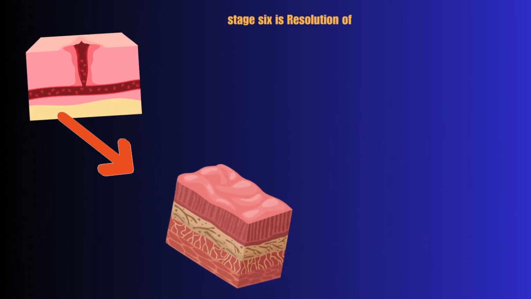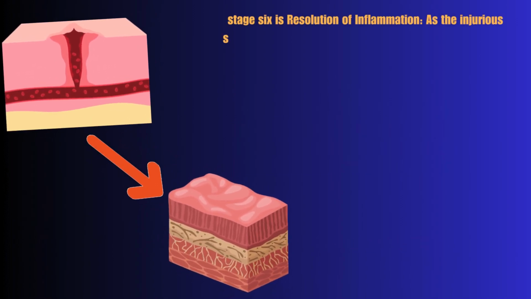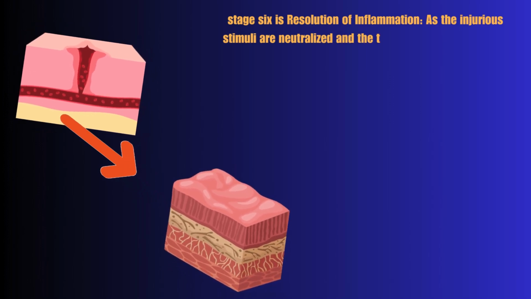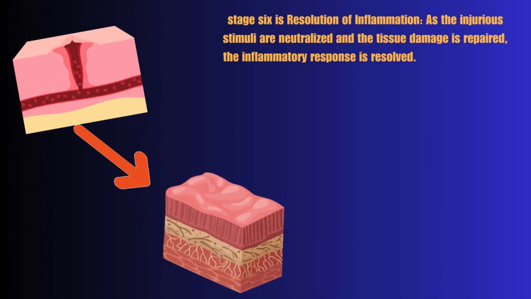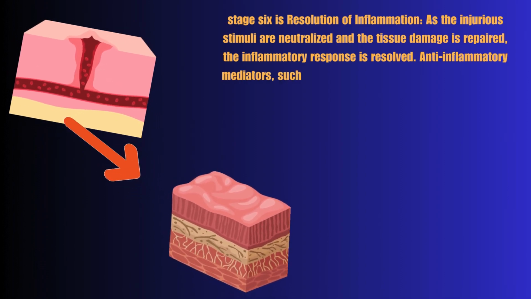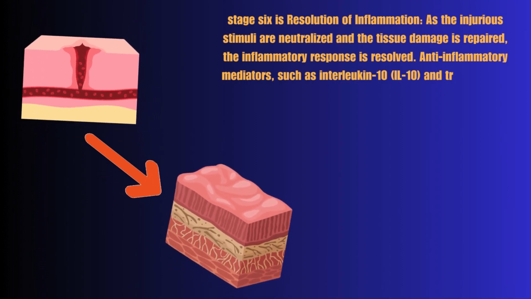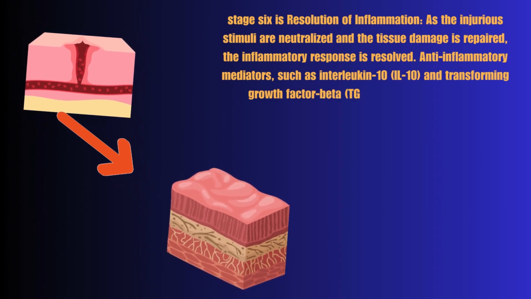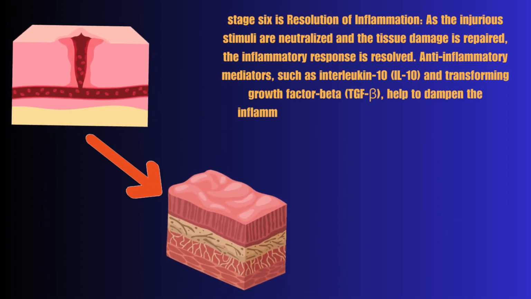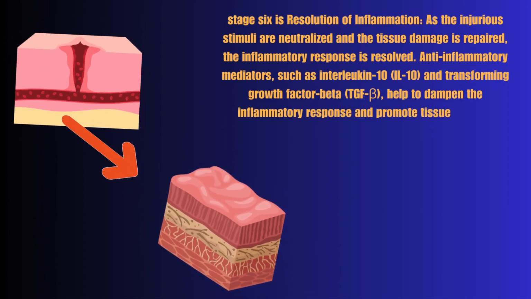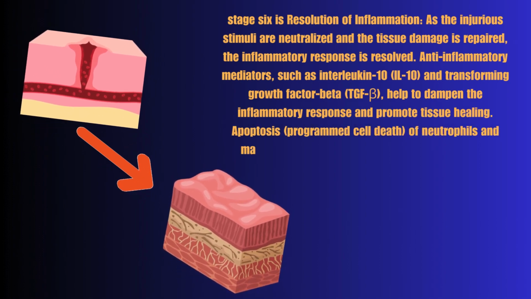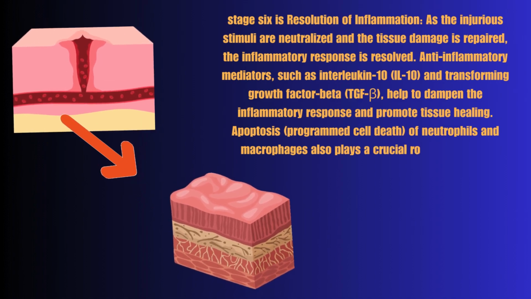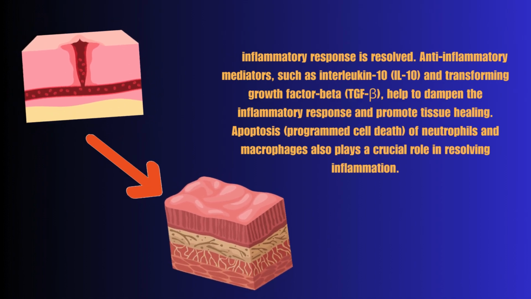Stage 6 is resolution of inflammation. As the injurious stimuli are neutralized and the tissue damage is repaired, the inflammatory response is resolved. Anti-inflammatory mediators, such as interleukin-10 and transforming growth factor beta, help to dampen the inflammatory response and promote tissue healing. Apoptosis, programmed cell death of neutrophils and macrophages, also plays a crucial role in resolving inflammation.